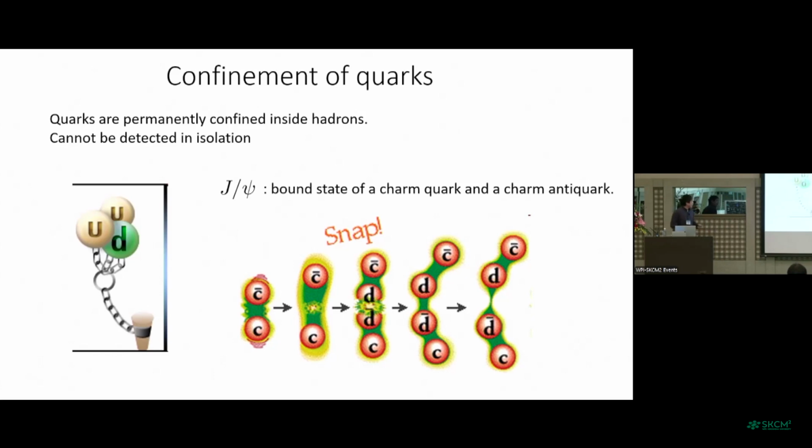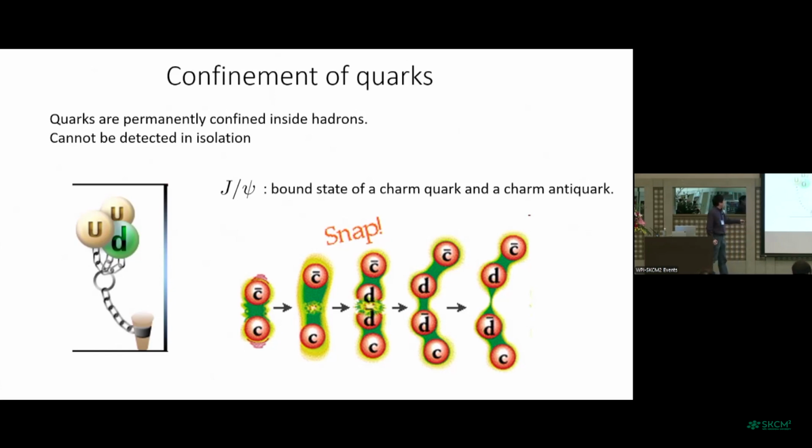So here's what happens. Let's suppose there is this particle, this meson, called the J/psi. This is the bound state of a charm quark and an anti-charm quark, so the bound state of C and C bar. And you want to isolate this quark. So you apply an external force and try to separate the quark and anti-quark. So you pull them apart.